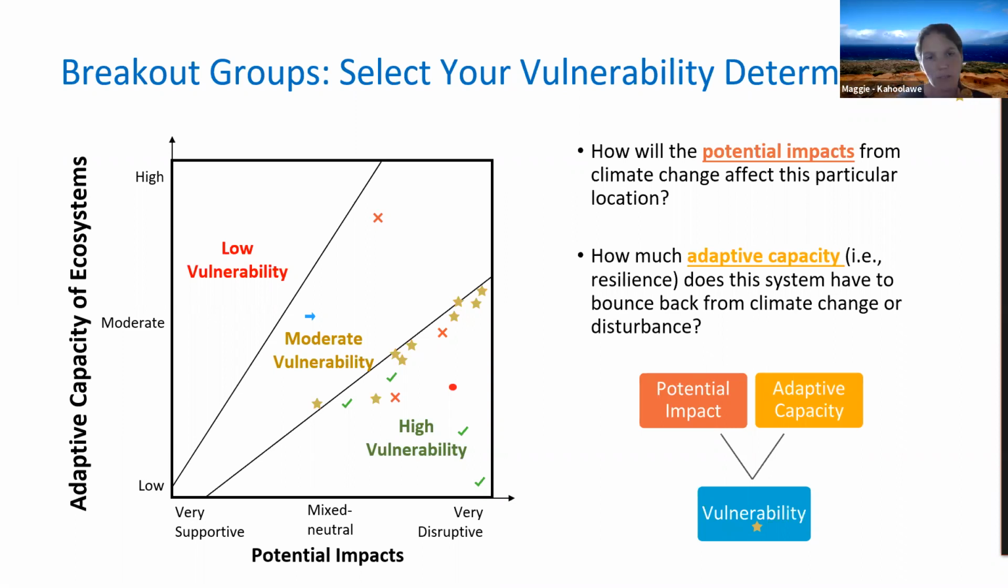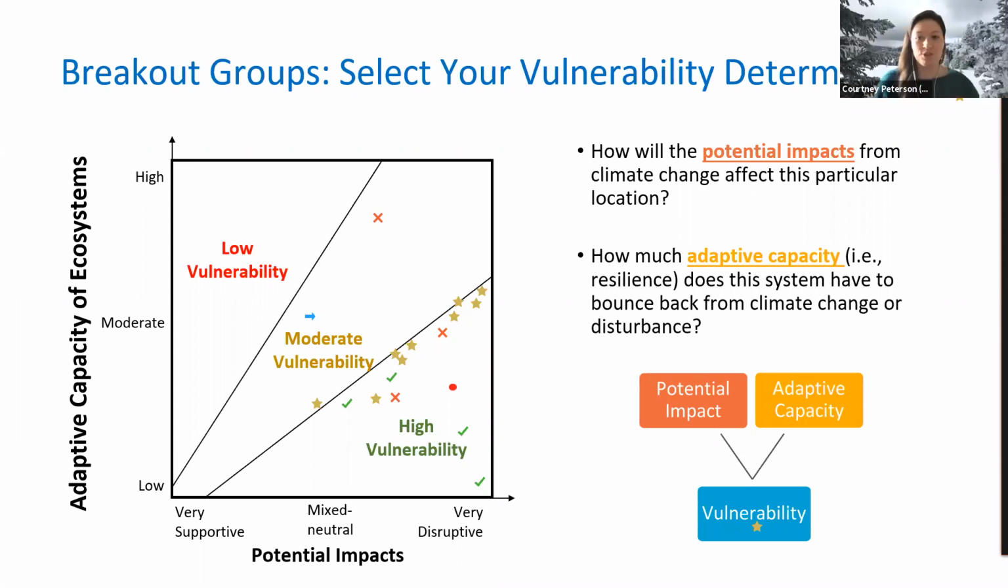So I chose kind of straight across from moderate on the adaptive capacity and just very disruptive, because most changes are going to disrupt an ecosystem, but Koho'olawe, the island itself, is super resilient. So whatever we're able to, if we're able to help it, it'll bounce back. So it kind of lowers its vulnerability a little bit as a space.